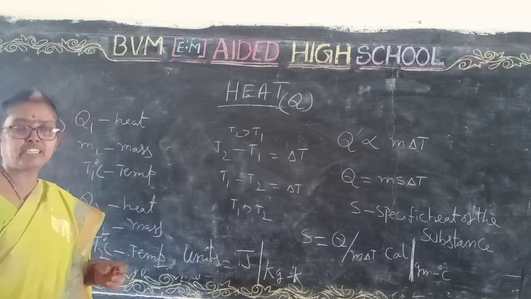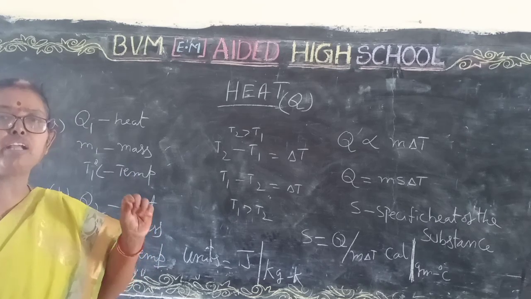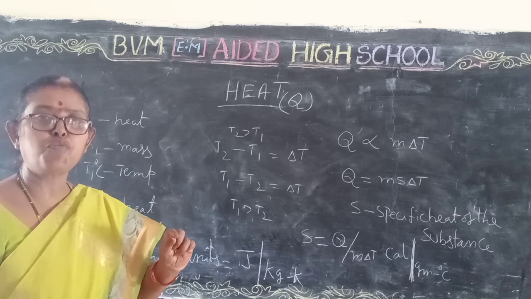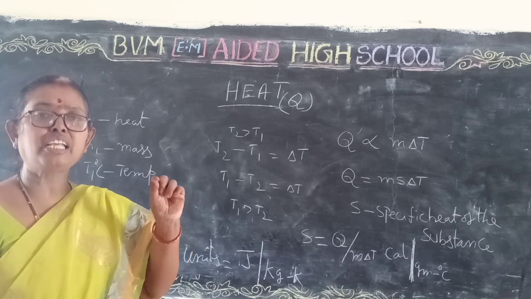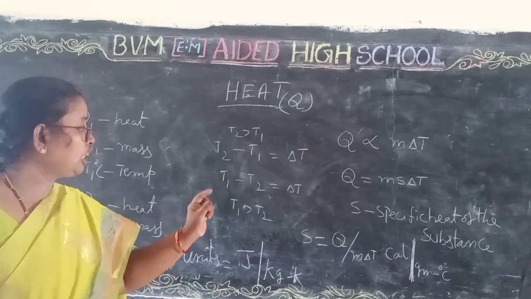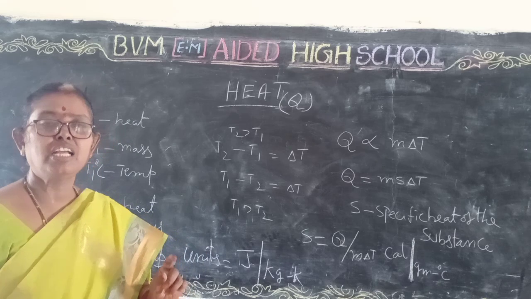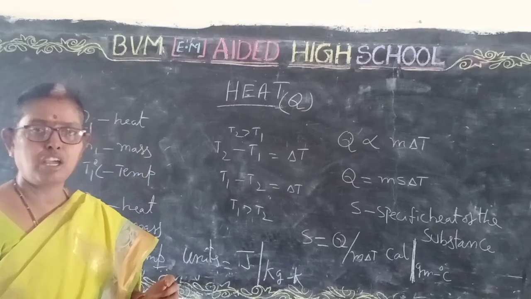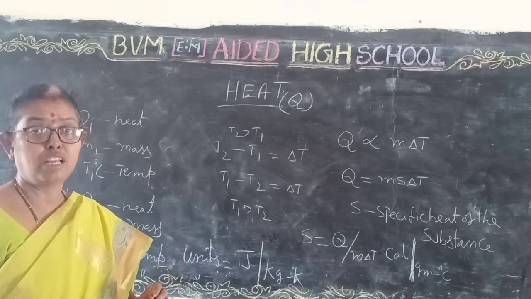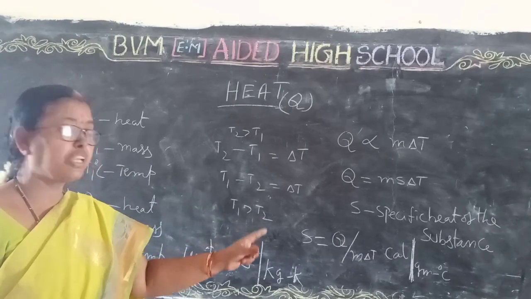So now what is specific heat? The specific heat is nothing but the amount of heat required for a unit of mass to rise 1 degree centigrade. That we call specific heat. The specific heat of water is 1 calorie per gram degree centigrade. This is more than other substances. The specific heat of ice is 0.5 calorie per gram degree centigrade. The specific heat of copper is 0.095 calorie per gram degree centigrade.